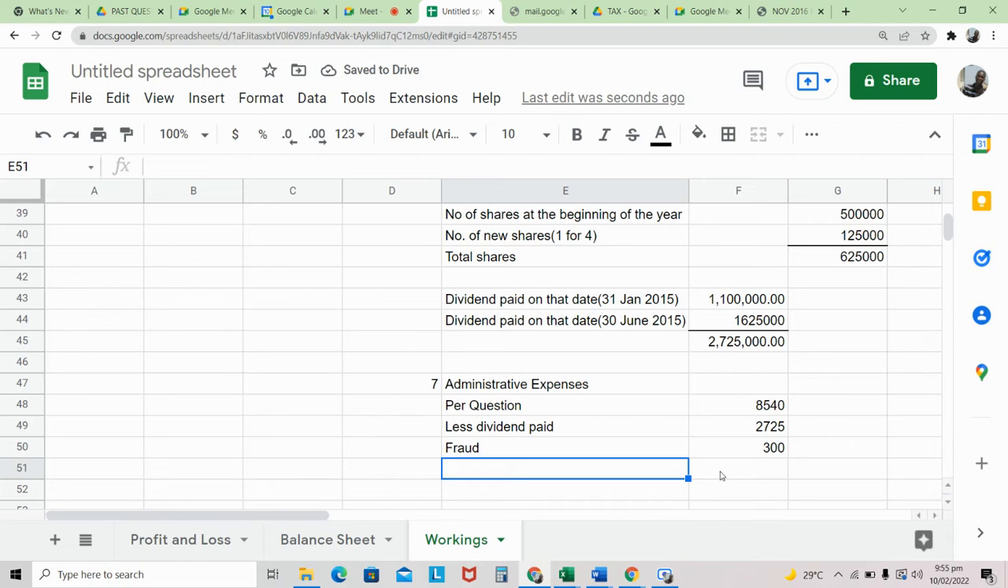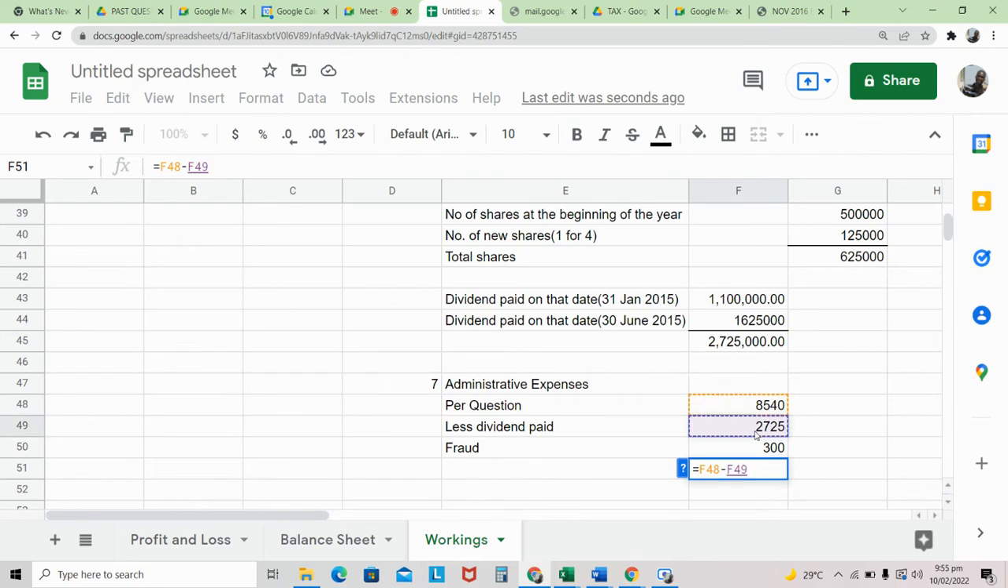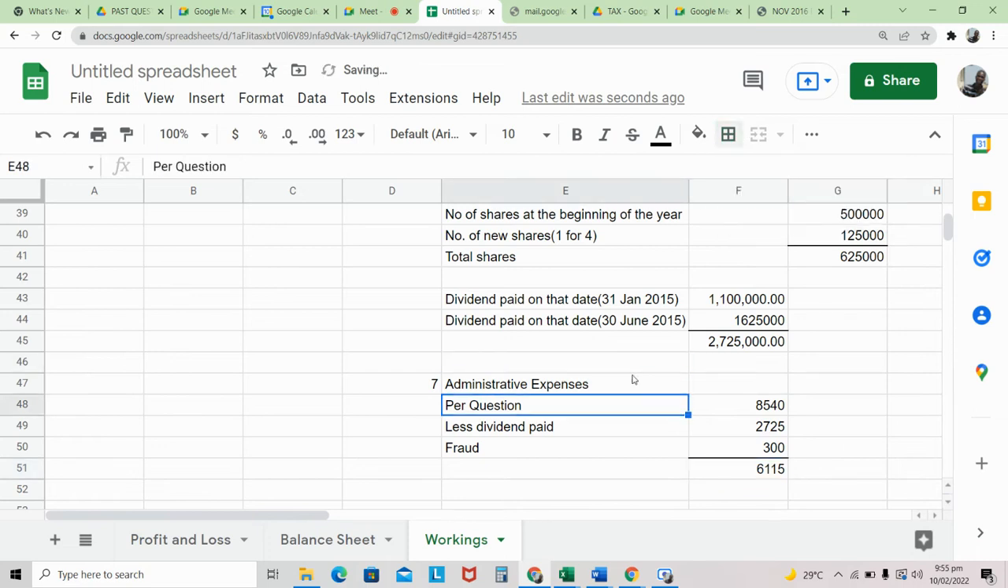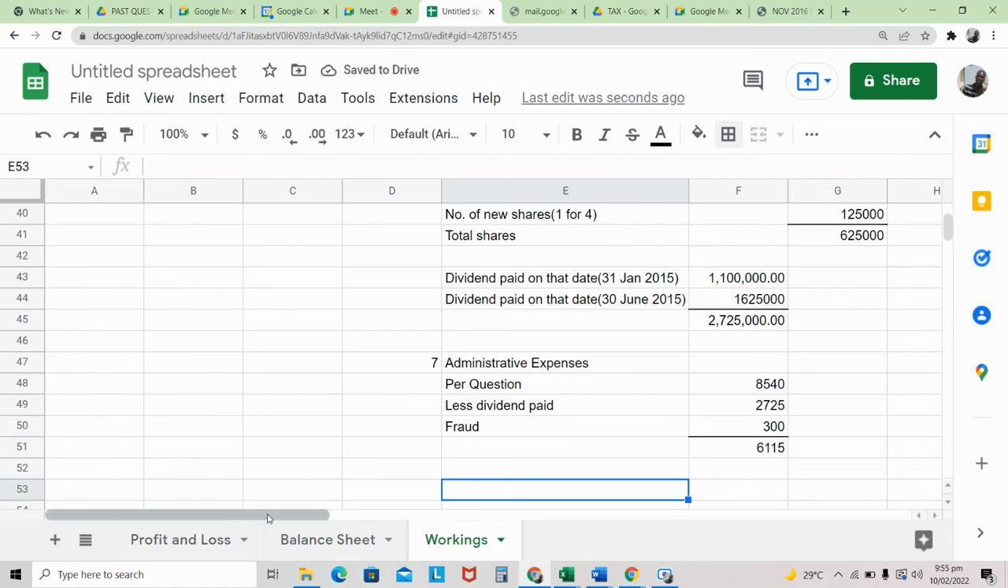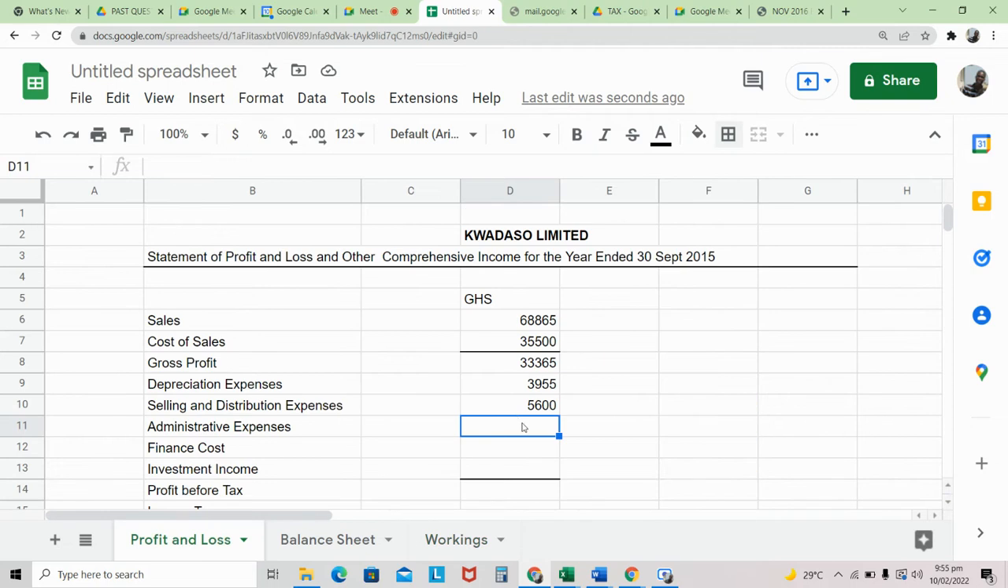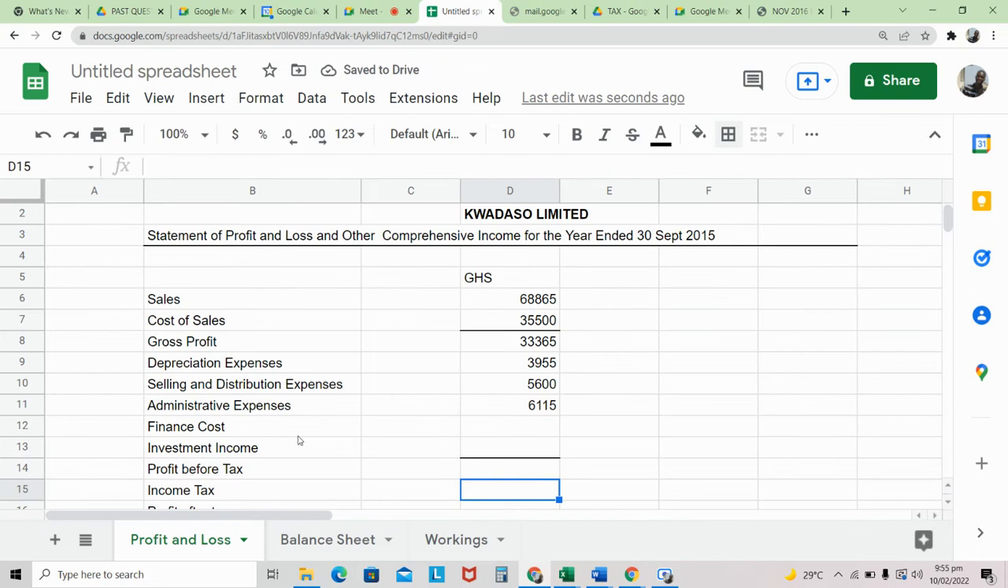Okay, so our administrative expenses will now become this amount minus dividend. We are taking the dividend out. Then we will add the fraud to it. This is like bad debt, so we will add it. So we have 6115. You have to come here and then show your 6115 here. All right.